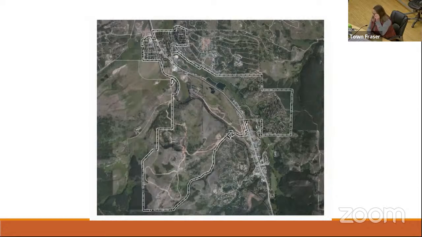And this slide shows an aerial of the town of Fraser. The town of Fraser comprises approximately 2,300 acres, and we have a year-round population of about 1,500 with large fluctuations in population.